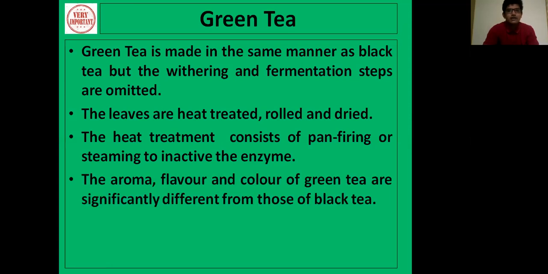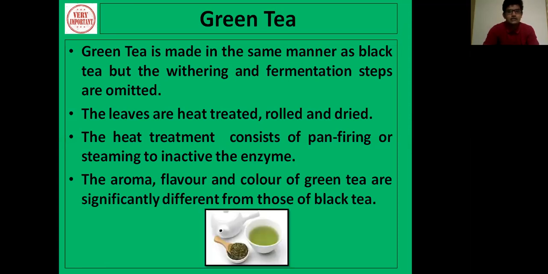The aroma, flavor and color of green tea are significantly different from those of black tea. So here is the process by which we can make green tea powder from the same Camellia sinensis tree, only by omitting some steps. The steps which are omitted are withering and fermentation, which are actually responsible for the change in color. So in the preparation of green tea, these two steps are omitted. That's why there is no change in color of the powder.